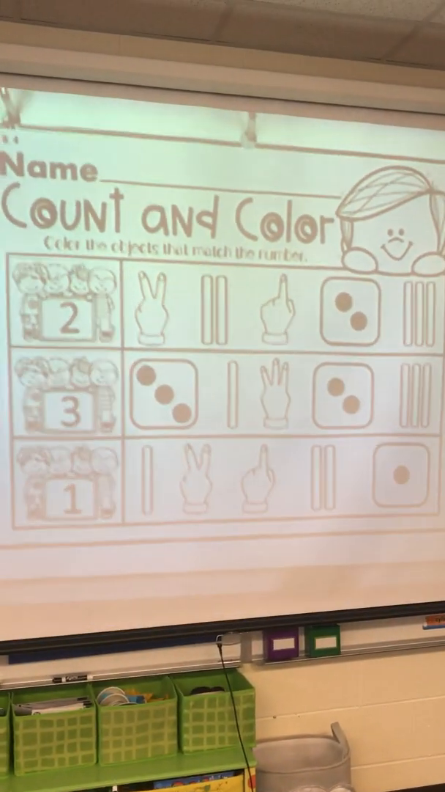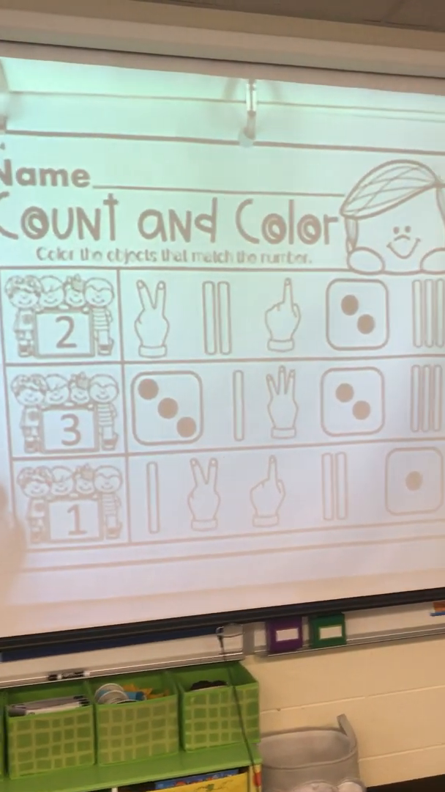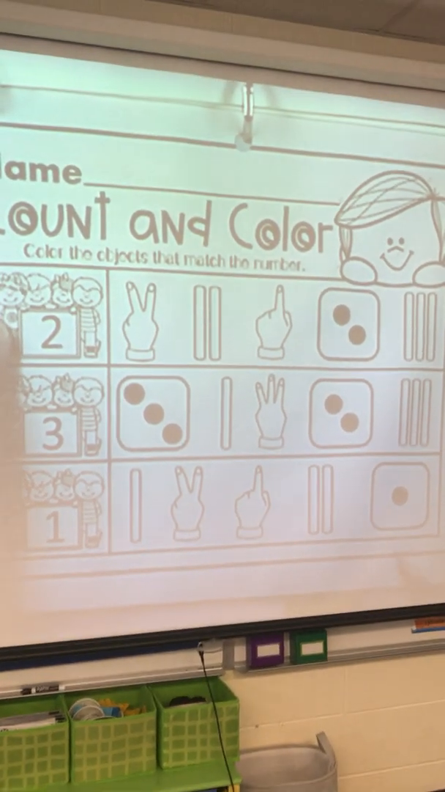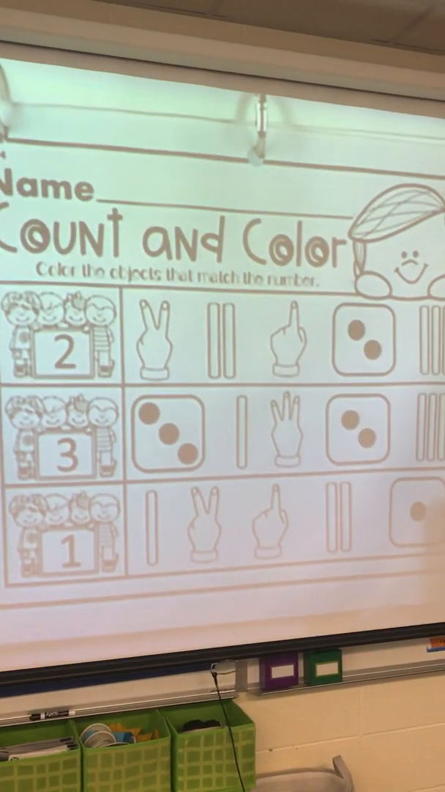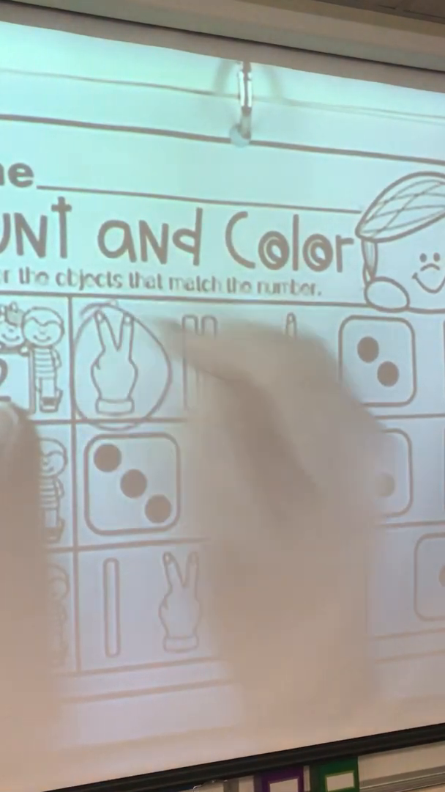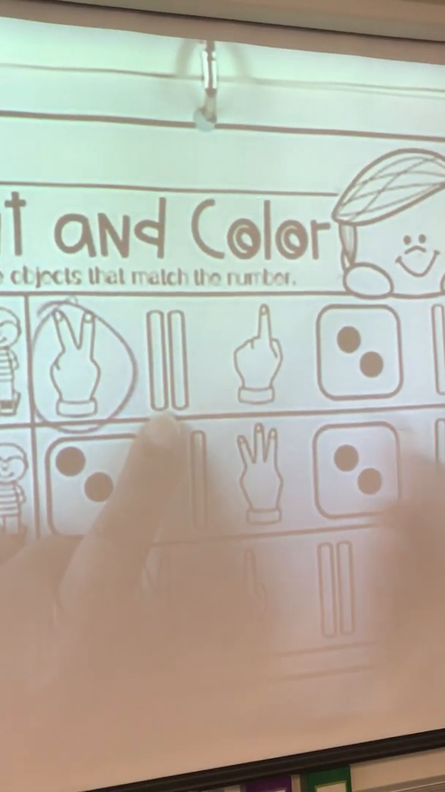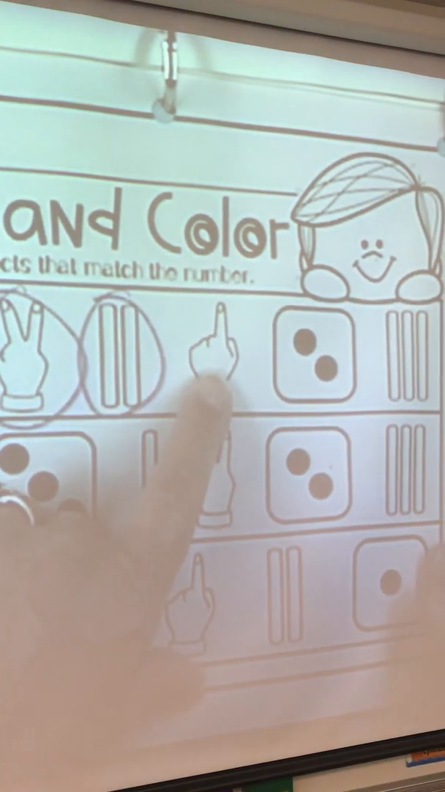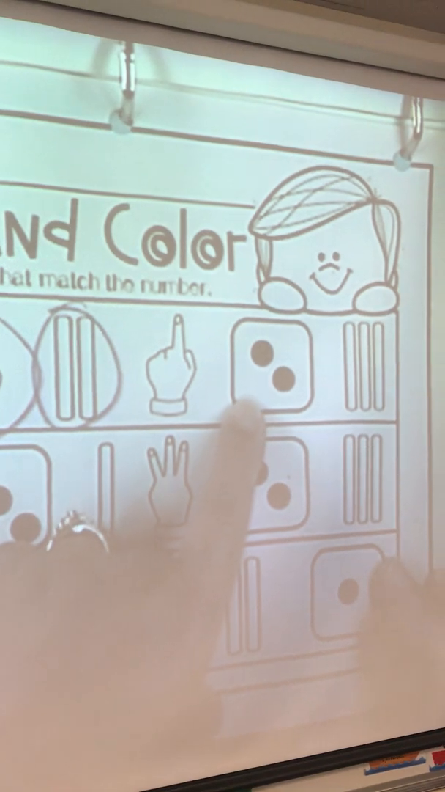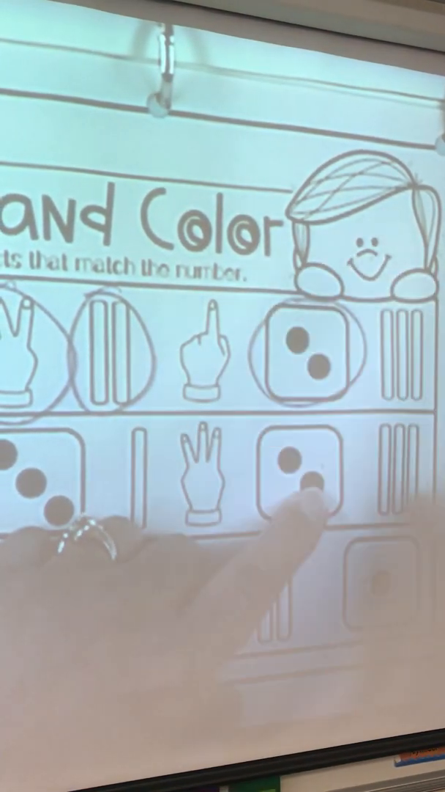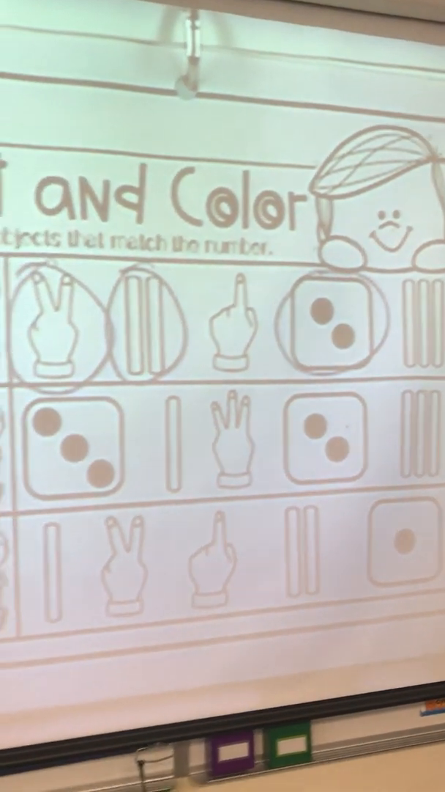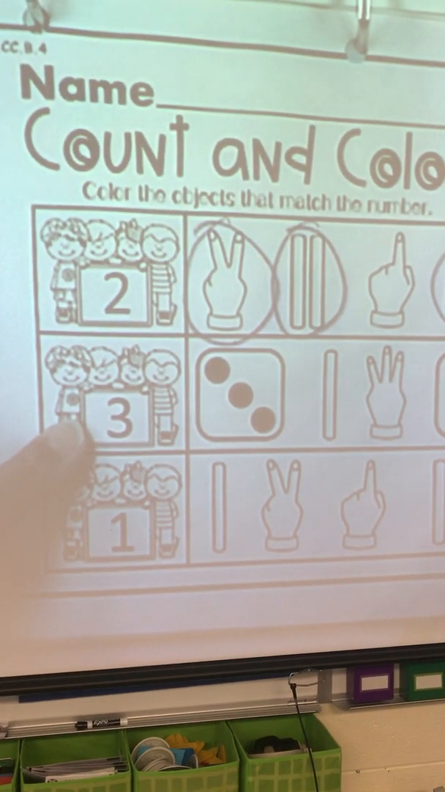All right. We have to find the things that make the number. This number is what? 2. And we're not going to color, we're just going to circle. Does this show 2 fingers? 1, 2. Yes, it does. Does this show 2 tally marks? Yes, it does. Does this show 2 fingers? No, that only shows 1. Does this show 2 dots on the die? Yes, it does. Does this show 2 tally marks? No, that shows 3.